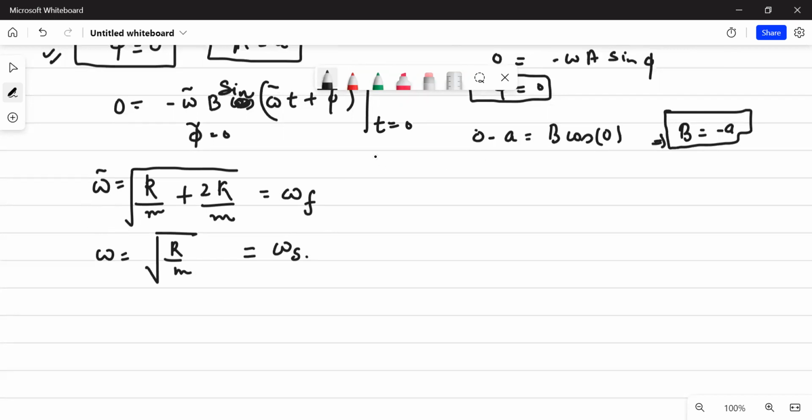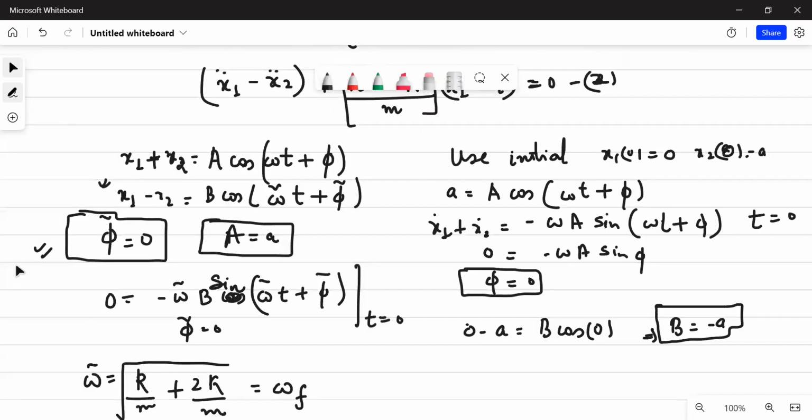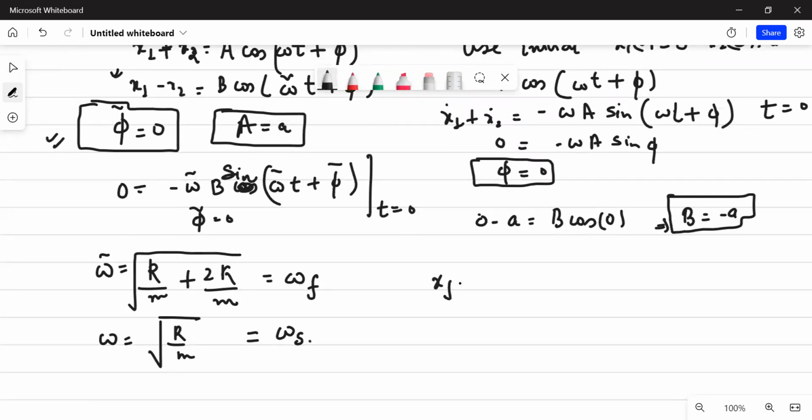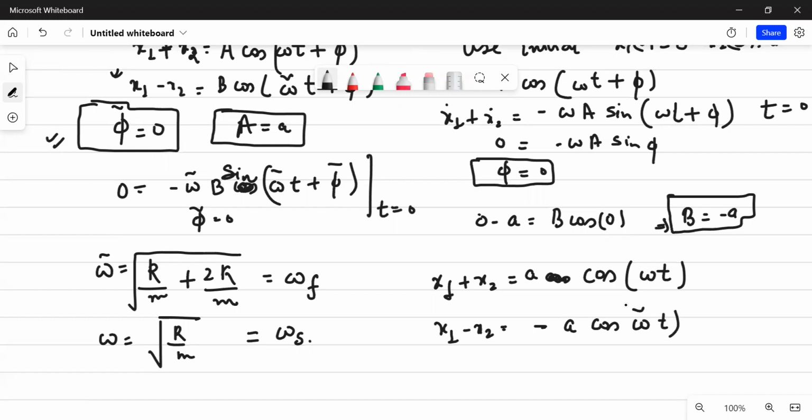So if I use these notations and try to construct my solution back, what will I get? I know that x1 plus x2 is equal to a cos omega t. I know that my phi is 0, so I'll not use that. And my x1 minus x2 is equal to minus a cos omega tilde t. I hope it is clear or not clear.